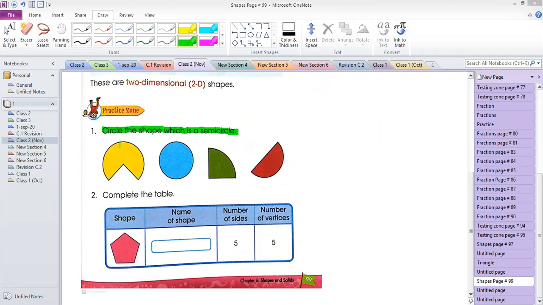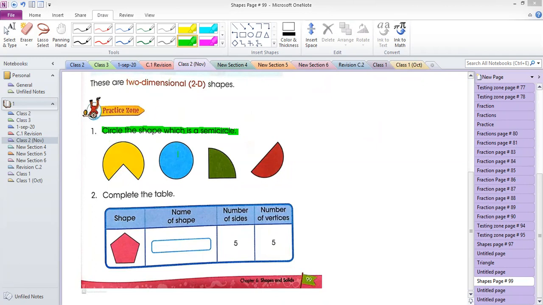So look at this one. This one has one curved side, and this is one straight side, and this is one straight side. So there are three sides in this shape. So that means that is not a semicircle.